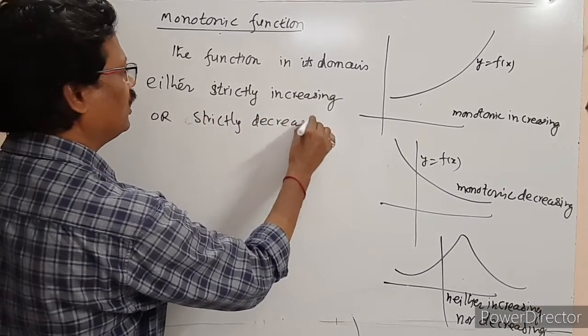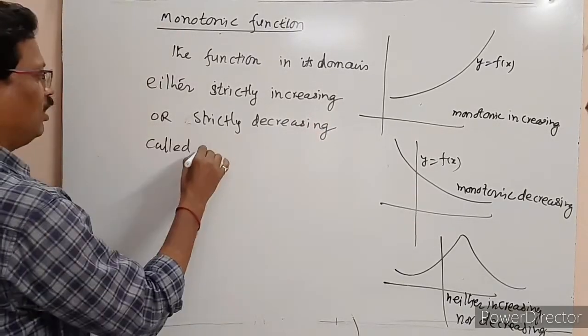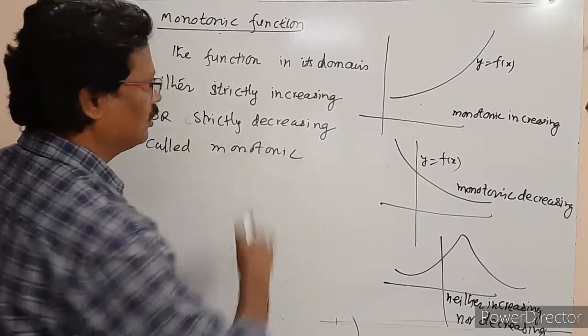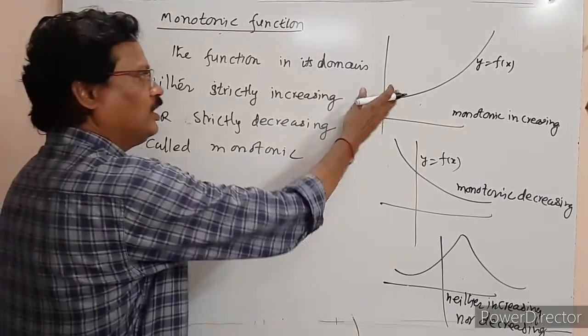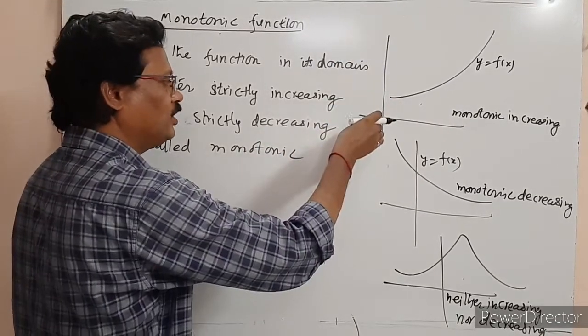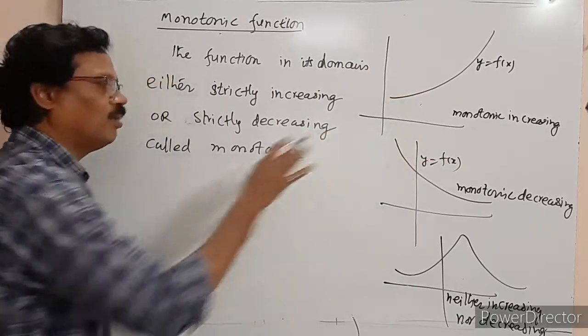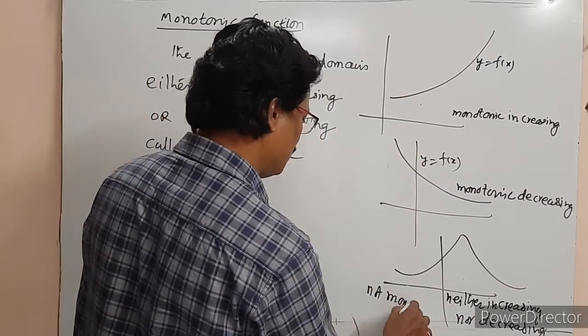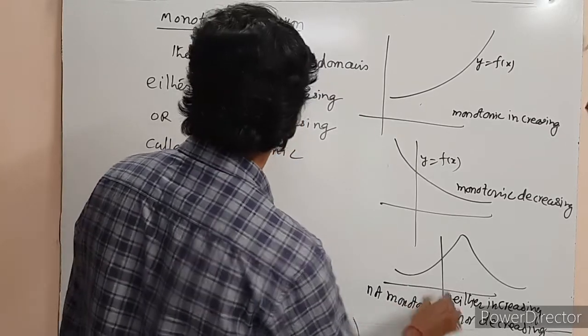Or strictly decreasing, called monotonic. Right. Now this function is strictly increasing, this function is strictly decreasing, these two are monotonic. This is not monotonic. Okay.